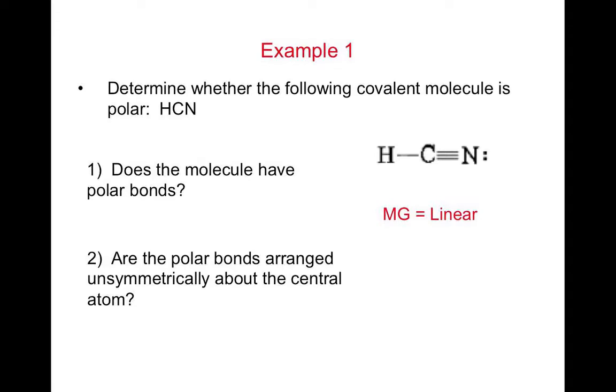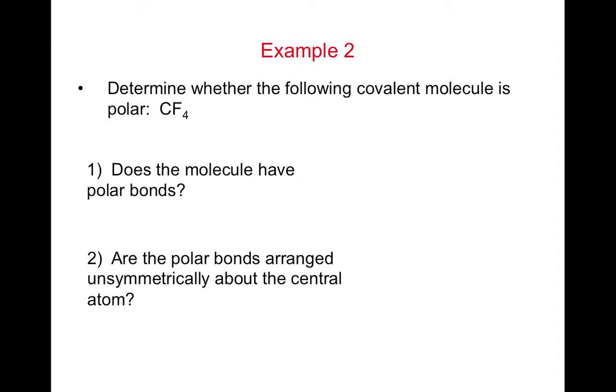Going back to the molecule, yes, I do have a polar bond. The carbon-nitrogen bond is polar. And are the polar bonds arranged unsymmetrically about the central atom? Well, I've got the carbon-nitrogen on the right that will not be canceled out by the nonpolar carbon-hydrogen on the left, and so yes, I have an unsymmetrical arrangement. Both conditions are met, and HCN is a polar molecule.